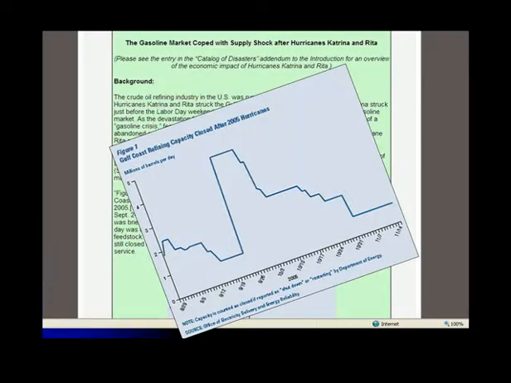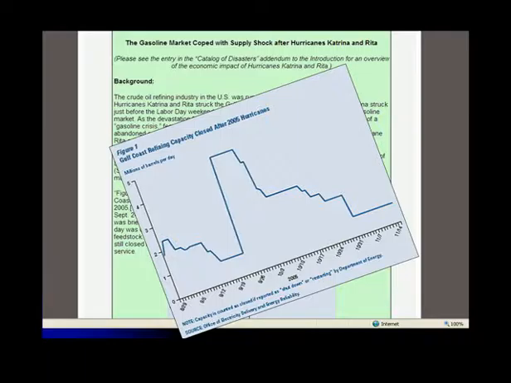Look at how prices reallocated resources in the gasoline market after Hurricane Katrina incapacitated the Gulf Coast oil industry. Scroll through the outline for lesson two on the Economics of Disasters website until you find the case study entitled "The Gasoline Market Coped with Supply Shock."